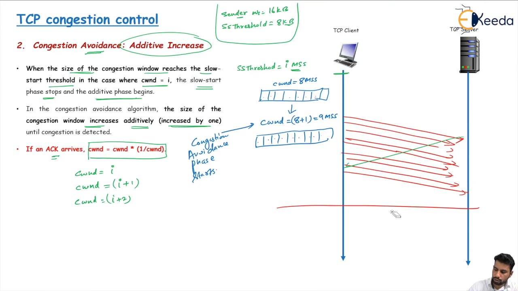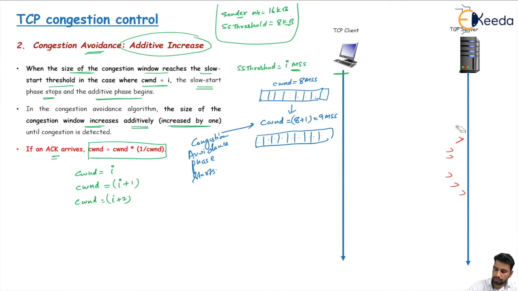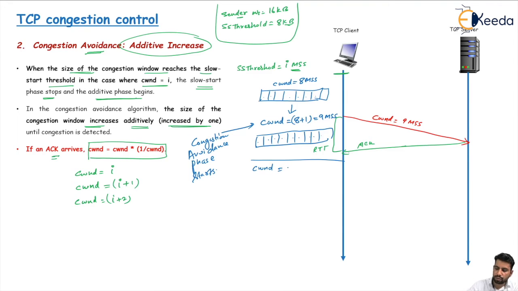We can also show this with a single line. For example, this congestion window is completely sent, 9 MSSs are sent, and the acknowledgement is received from the receiver, and the time taken is called the RTT. Next time, on acknowledgement arrival, the congestion window size increases, and this time the increment is 1. 9 plus 1 is equal to 10 MSS.